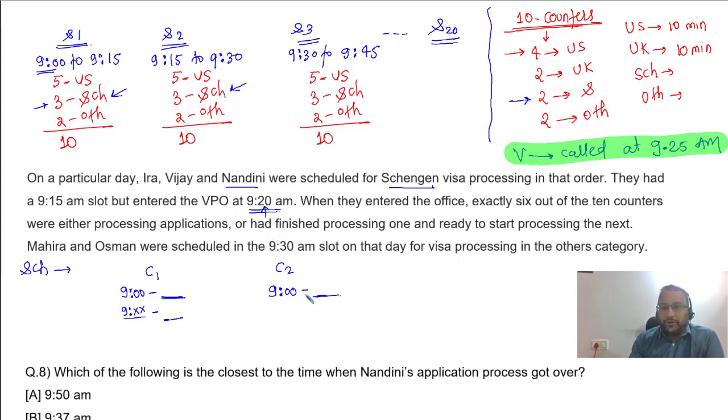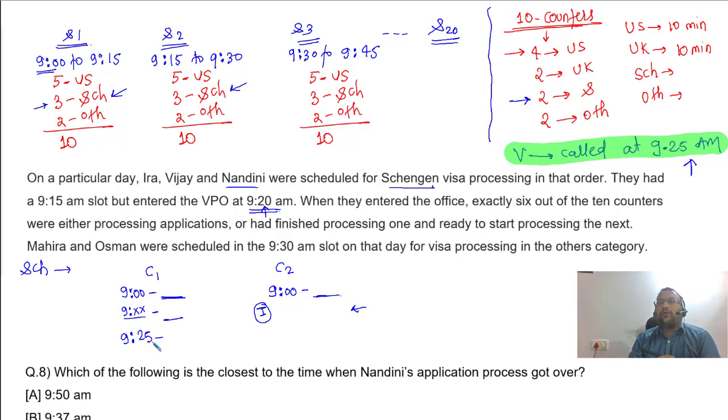So over here, this is the appointment for which person? Let's have a look at it. The fourth person is going to be Ira. The application of Ira will start at what time? We don't know. It will start at 9:20 or after 9:20. After that, the fifth application is for Vijay. So Vijay's application will come at counter number 1 and is going to start at 9:25.